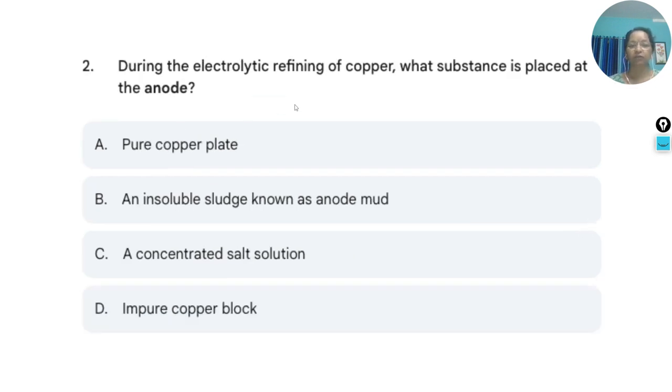During the electrolytic refining of copper, what substance is placed at the anode? No doubt it is the impure copper, isn't it? So the answer is impure copper block, option D again.